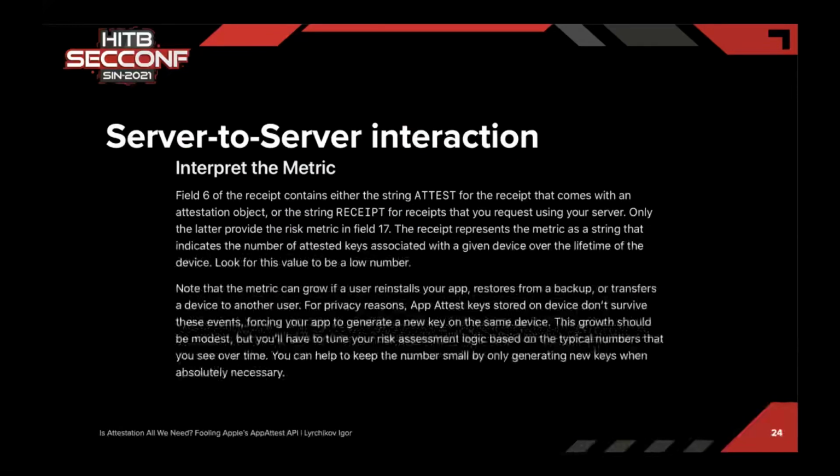Server-to-server interaction. Here you can see that it's declared that this metric can grow if the user reinstalls the application, restores from a backup, or transfers a device to another user. So for privacy reasons, AppAttest keys are stored on the device, they don't survive these events, and you have to generate a new key on the same device. And this metric from Apple could help you in identification of potential API abusers.